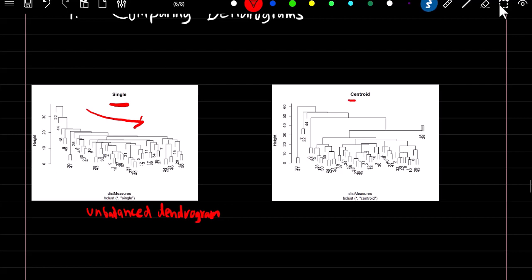The next one we look at is centroid. Now with centroid, anytime you have these weird little upward boxing looking things, which are called inversions, you know it's centroid, because centroid is the only one that can cause these inversions. And in the next example, we'll show how these happen, or what causes these.